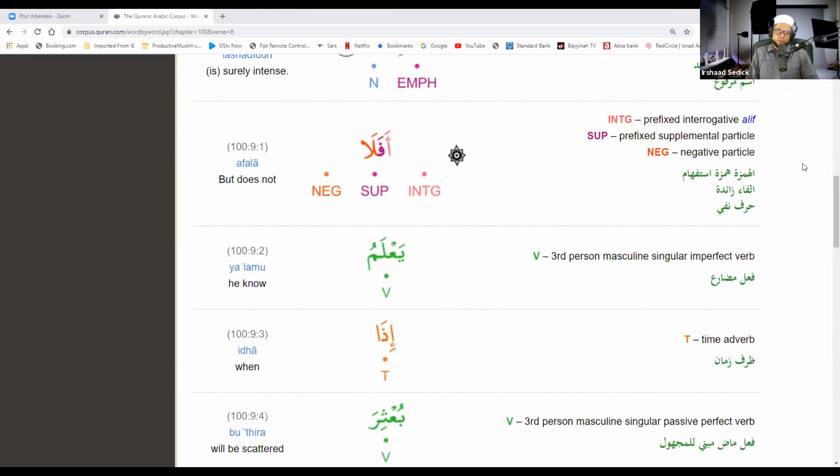So he does not know. Right? But you add the Hamzatul istifham there, then it becomes, so does he not know. So a Hamzatul istifham turns a statement into a question. And you can use it practically everywhere.